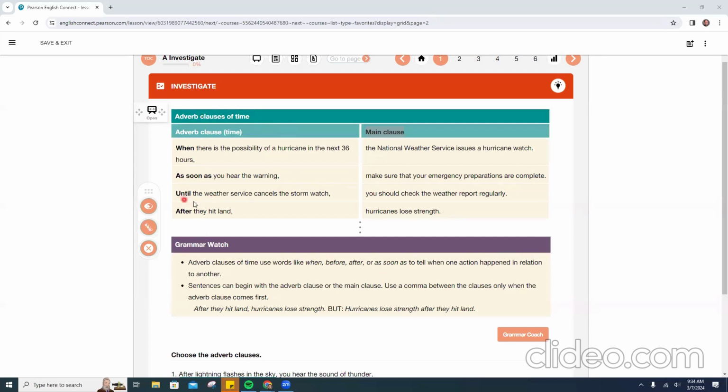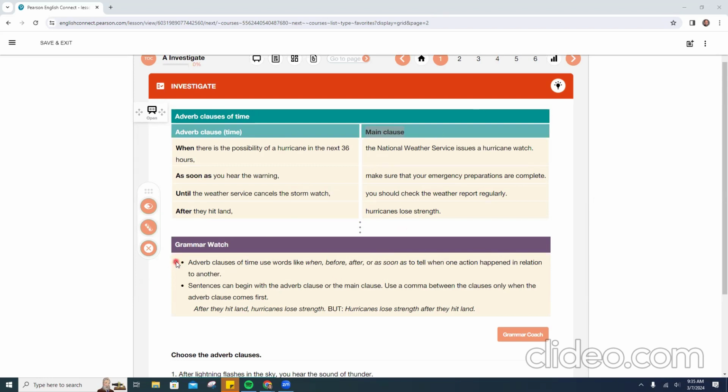Next one. Until the weather service cancels the storm watch, comma, you should check the weather report regularly. Okay. Last one. After they hit land, comma, hurricanes lose strength. So these are all examples starting with adverb clause of time first and the main clause second.